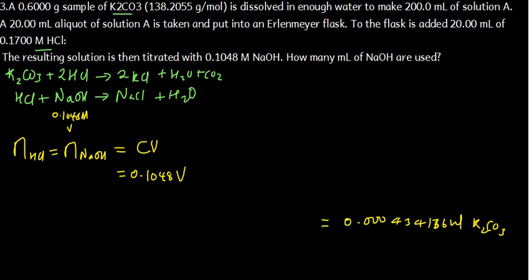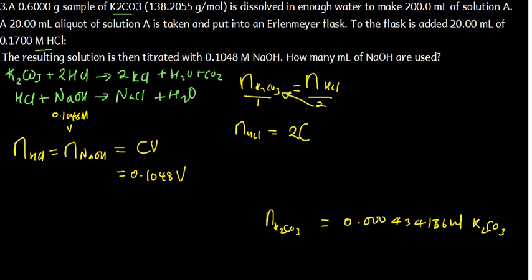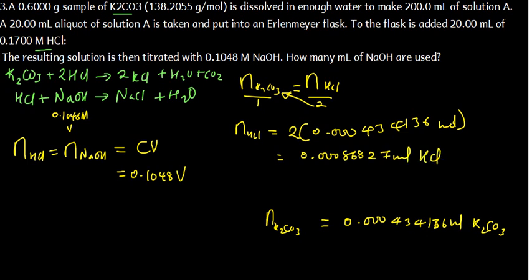So using this number of moles of potassium carbonate which reacted, we can determine the number of moles of hydrochloric acid which reacted in the first reaction. As we can see from the first reaction, the number of moles of potassium carbonate over 1 should be equal to the number of moles of hydrochloric acid over 2. So the number of moles of hydrochloric acid is going to be 2 times the number of moles of potassium carbonate, which is 0.00434136 moles. And this is going to give us 0.00086827 moles of hydrochloric acid. So these are the moles of hydrochloric acid which actually reacted in the first reaction.